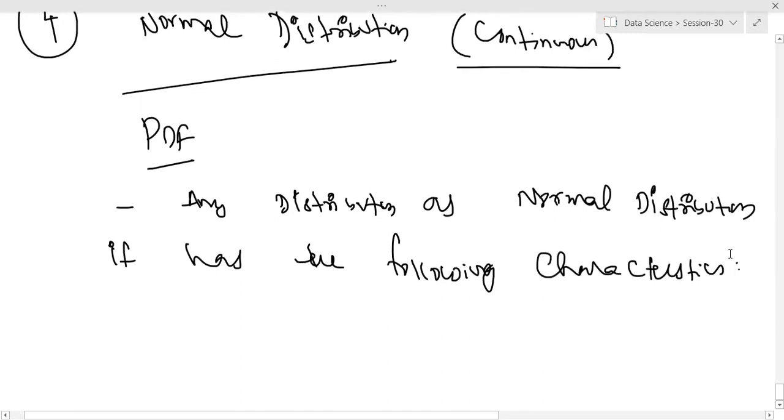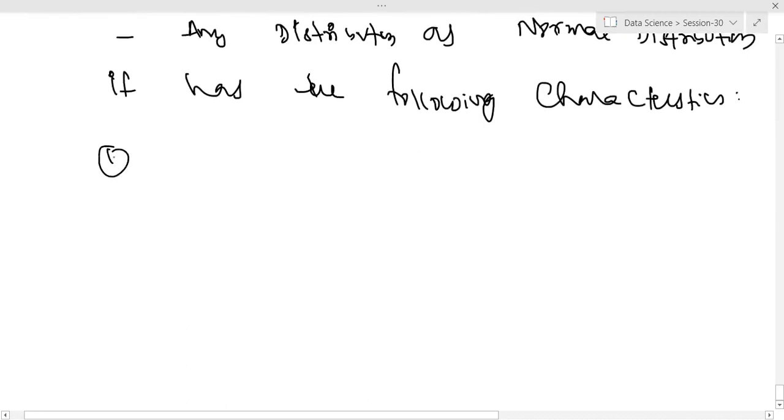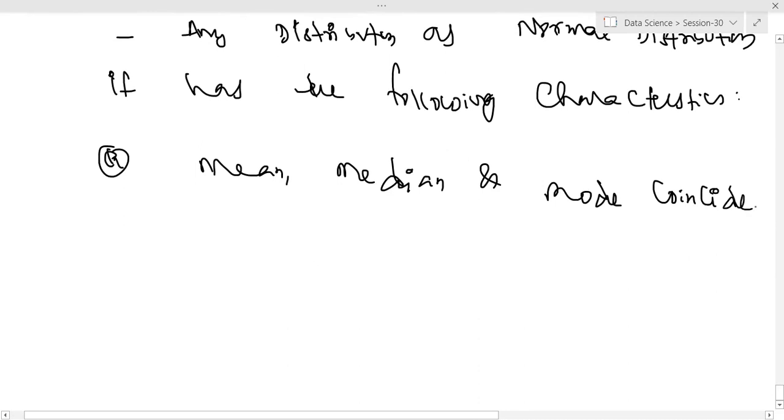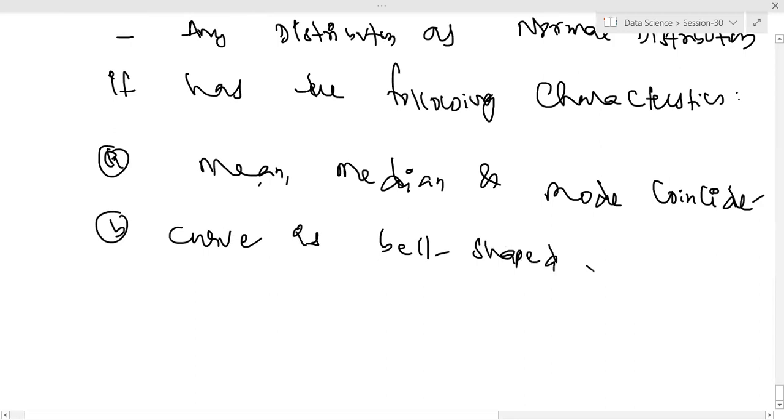Observe here, friends. So coming to the first property, the most important property: mean, median, and mode coincide. Mean, median, and mode coincide, and the curve, because we are seeing some curves now in case of uniform distribution, Bernoulli distribution, binomial distribution, the curve is bell-shaped. The curve is bell-shaped and symmetrical.